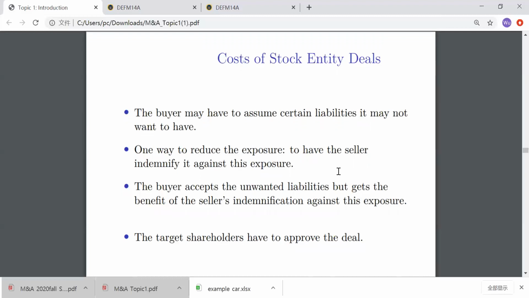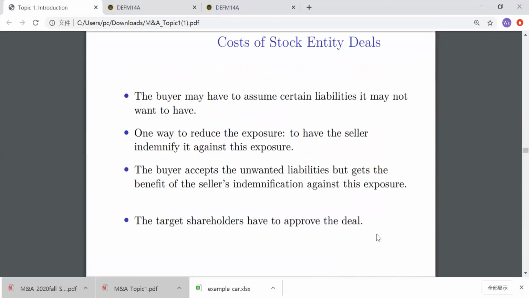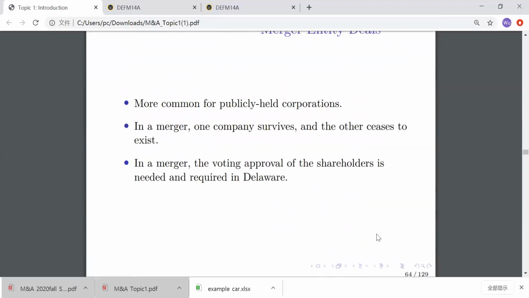Another cost of a stock entity deal is that the target shareholders have to approve the deal, right? They have to approve the deal because, remember what I reminded you earlier, if it's a stock deal, or especially if the majority of the consideration is stock, then the target shareholders have to approve the deal, right? So that is the costly process stock entity deals have to go through.